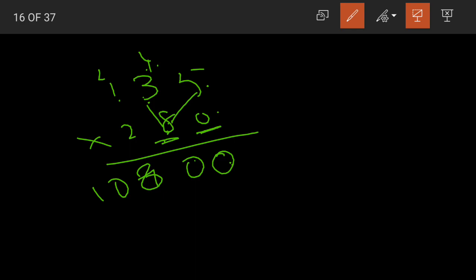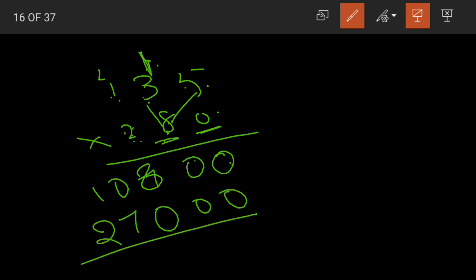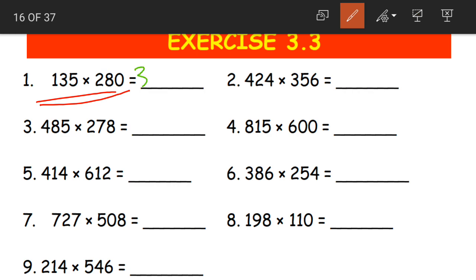Yes. Now next, multiplying with 2, but before that placing 2 zeros. 2 5s are 10, 1 carried, 2 3s are 6 plus 1 is 7, 2 1s are 2. I'm adding these, 0 0 8 7 3. 37,800 becomes our answer. Okay children.